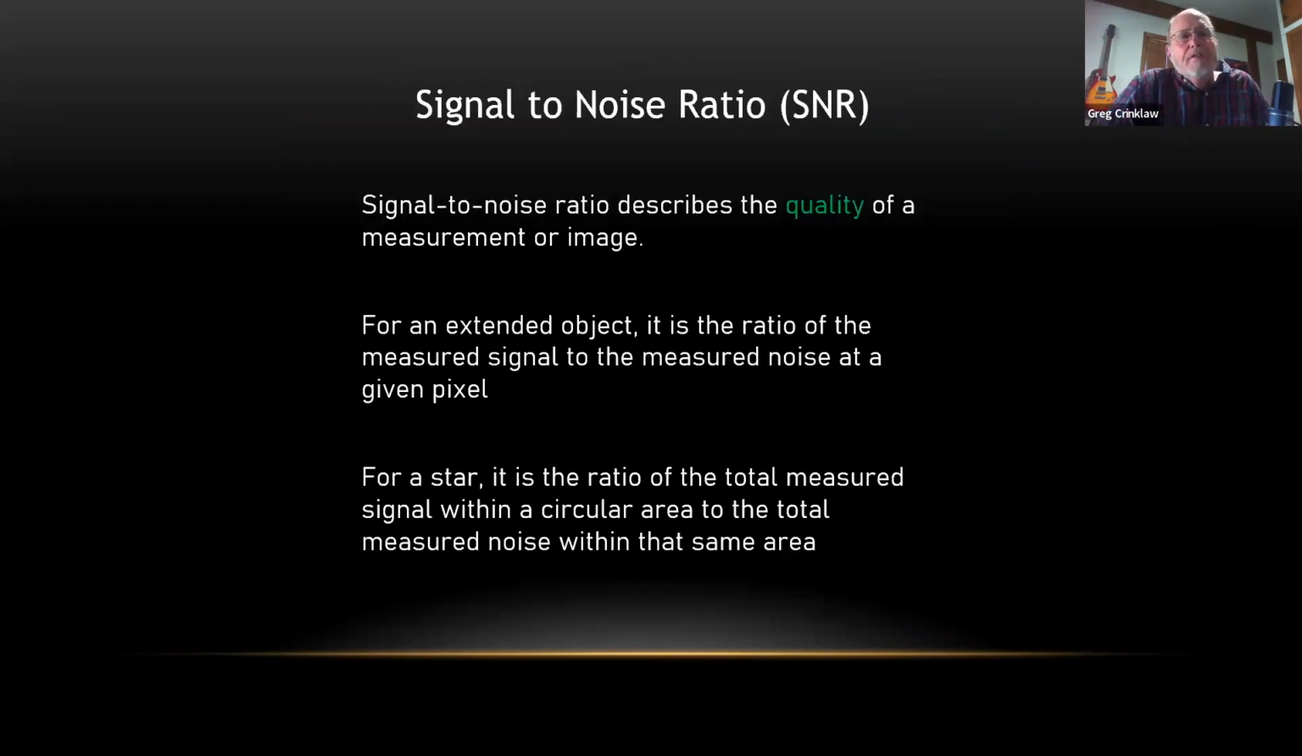So in order to do that, you have to understand what the signal to noise ratio is, because it's the key to everything here. The signal to noise ratio describes the quality of the measurement or the image. So the best way to think about signal to noise ratio is I want a high quality image. I want to have the highest signal to noise ratio possible.